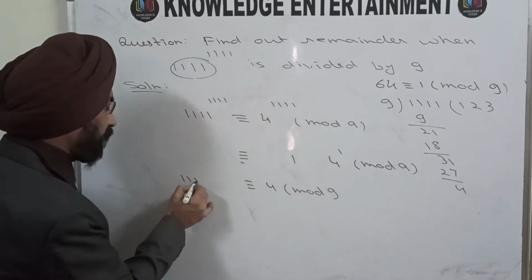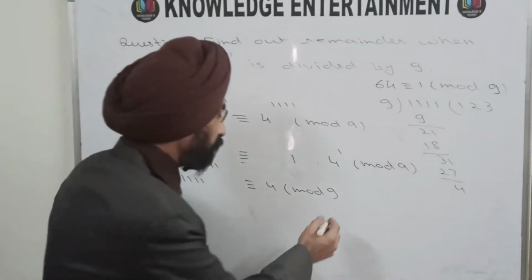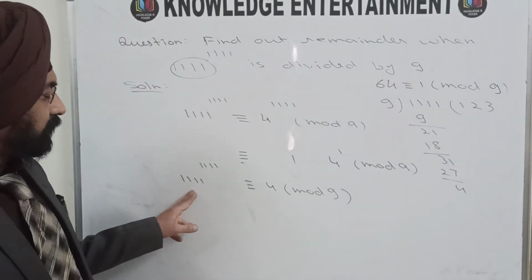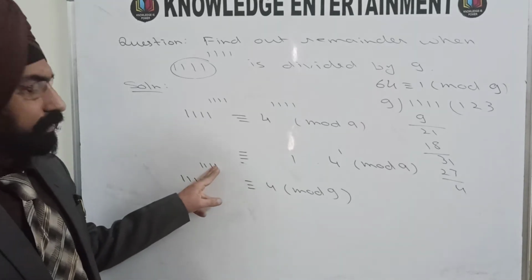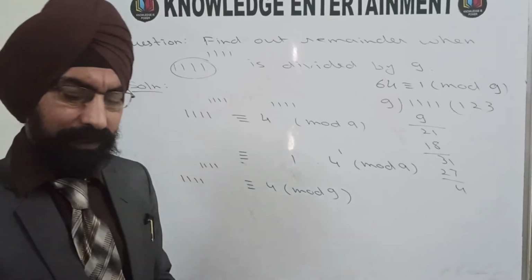So 1111 raised to the power 1111 is congruent to 4 modulo 9, which means the remainder when you divide 1111 raised to the power 1111 by 9 will be 4. So your answer is 4 this time.